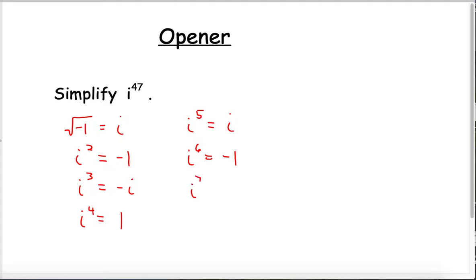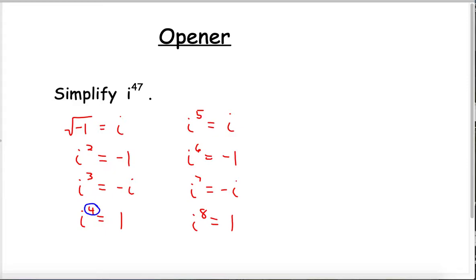How about i to the 7th? Well, that's i to the 6th, which is -1, times i, so we get -1i, just like i to the 3rd. And the last one I'll do is i to the 8th. That'll be i to the 7th times i to the 1st, or even easier, how about i to the 4th times i to the 4th? 1 times 1 is 1. So you can see that we're starting to see this repetition.